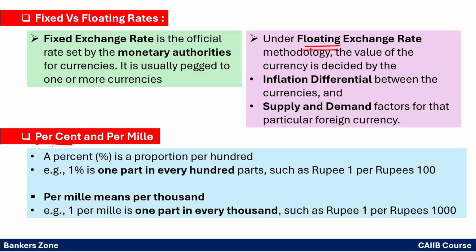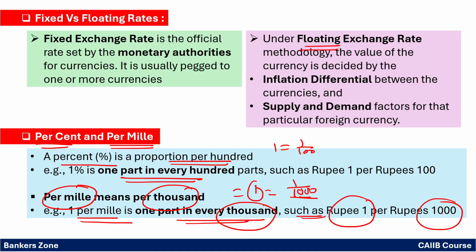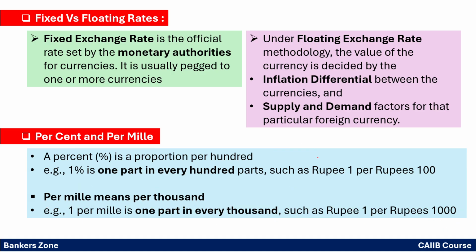Now see, what is percent versus per mille? Percent is very common. Percentage is a proportion per 100. We know 1% means you got 1 mark out of 100. Very simple. It is 1 part in every 100. However, per mille is simply per 1000. 1 per mille means 1 out of 1000. So 1 per mille is nothing but 1 part in every 1000, such as rupee 1 per 1000 rupees. Percent means 1 upon 100, and per mille is simply 1 upon 1000.